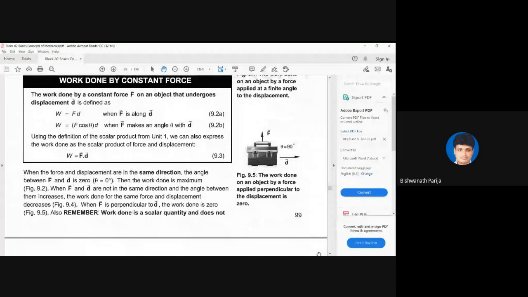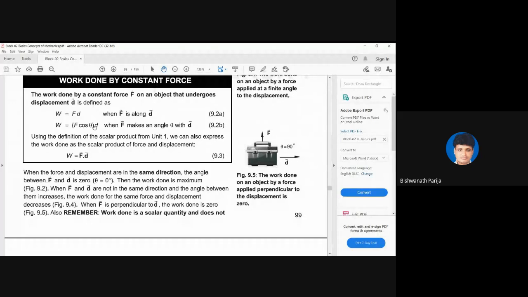And this F dot S, or F d cos theta, basically means the work done depends upon the angle between the applied force and the displacement. This cos theta value ranges from -1 to +1. Cos 180 is -1, cos 90 is 0, cos 0 is 1. If the applied force direction is the same as the displacement, then theta is 0, cos 0 is 1, and the work done will be maximum and positive.